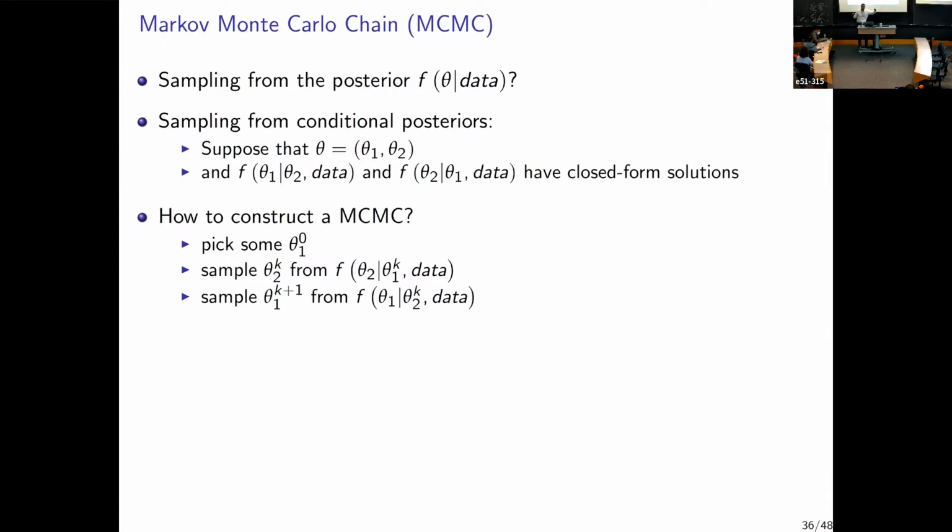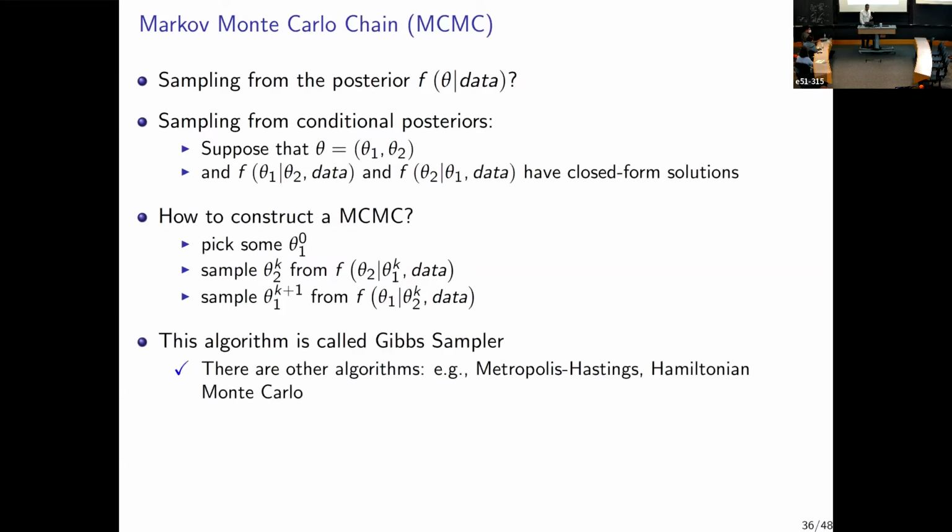Then I'm going to sample theta 2 from the distribution of theta 2 given theta 1. Sorry, that's going to be my theta 2, 0. And then I'm going to do the same thing, but now I'm going to get theta 1, 1, that is a new theta 1, by sampling from f of theta 1 given theta 2, my previous one. So I iterate one, then the other one, and the other one, and the other. Actually, this algorithm is called the Gibbs sampler, when I can do that.